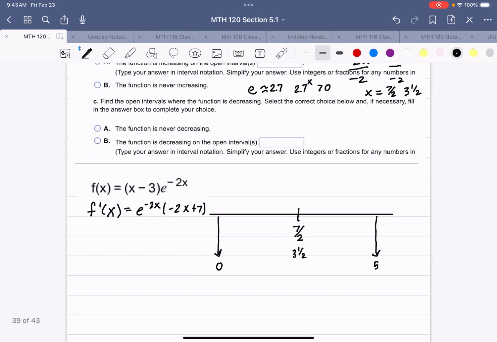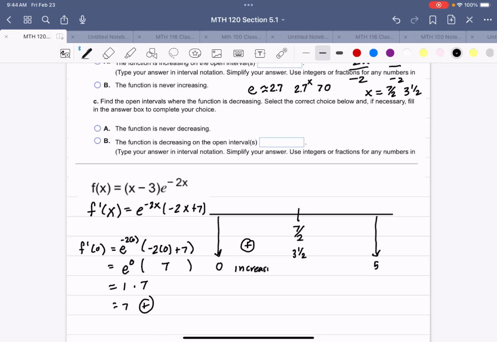And so f prime of 0, e to the negative 2 times 0 times negative 2 times 0 plus 7. Well, that's e to the 0, which is 1. Any base raised to the 0 is 1, as long as it's not a base of 0. This is going to give me a 7. 1 times 7 is 7. That's a positive number. In this region, the function is increasing. And that's from negative infinity until 7 over 2.